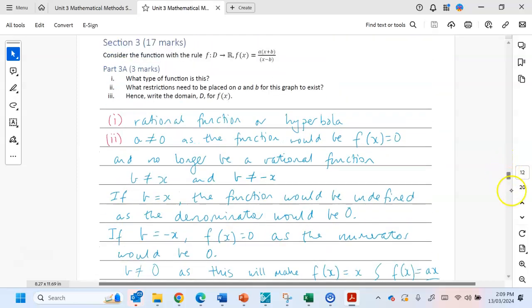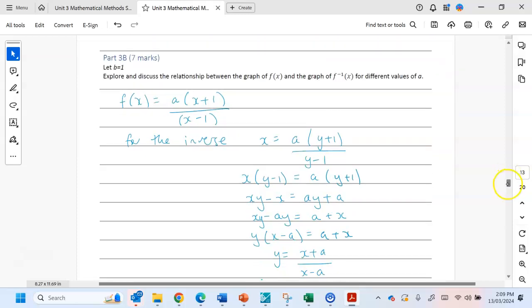Part 3. So you're going to be given probably functions like this where you need to know the family of those functions. So basically that means you're not given an exact function, but what happens if values change within that function. So understanding what restrictions need to be placed on it for it to exist, the domain and range, stuff like that.